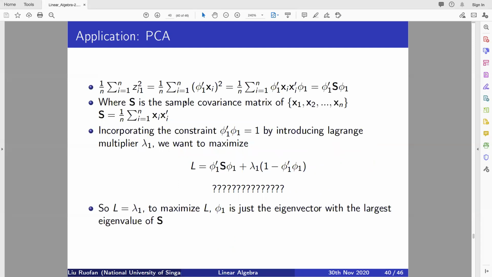And we can expand Z as a combination of Xi. Then we will find that the sample variance of Z is just equal to this. And we know that the sample covariance of our data matrix is in this form. So we can replace this Xi Xi transpose with the sample covariance matrix S. Then we incorporate the constraint that phi 1 transpose phi 1 is equal to 1, which means that the coefficient vector is of length 1.